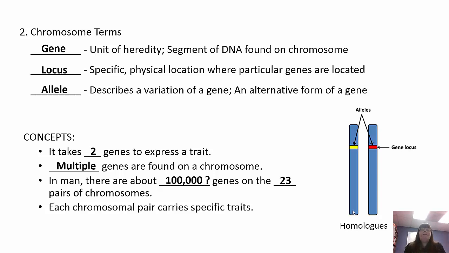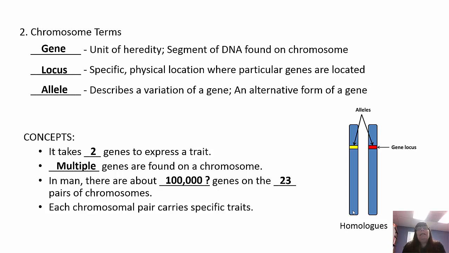So some terminology. A gene is a unit of heredity. It's a segment of DNA, and these are found on chromosomes. The locus is the specific location where that gene is located. So if you look at the picture down there of the homologs, those are your chromosomes. So the alleles are variations of genes. The locus is just where they're at on that particular chromosome.